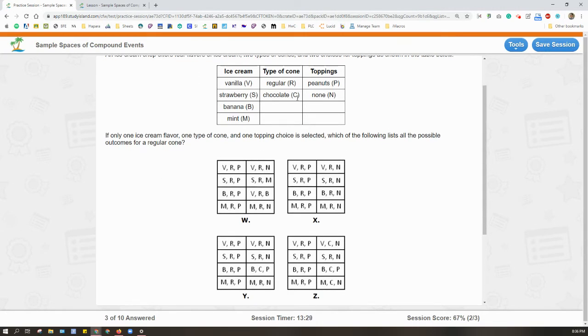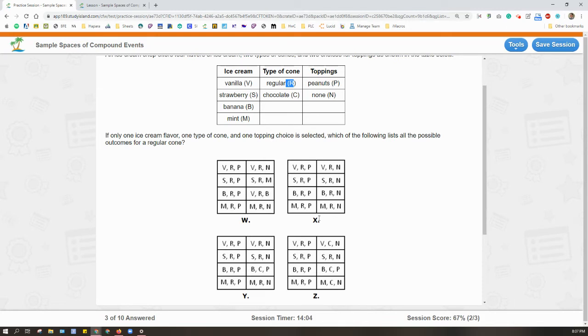So first off, we're only looking for regular cone outcomes here, not chocolate cone. So anything that has a C in the middle, where we're noting the type of cone, should be discarded. So W, you can see the middle of all of these is R for regular. That's good. X has the same thing, only R is in the middle for regular. That's good. Y, one of these is a C. That shows a chocolate cone option. We don't want that, so Y is out. Z also has plenty of options that have C for chocolate rather than R for regular. So Z also out. Let's go back and look at W or X.